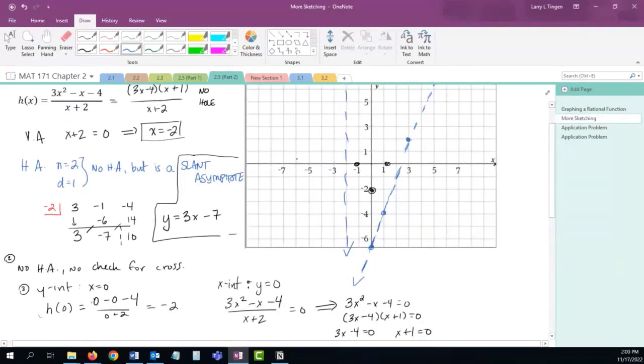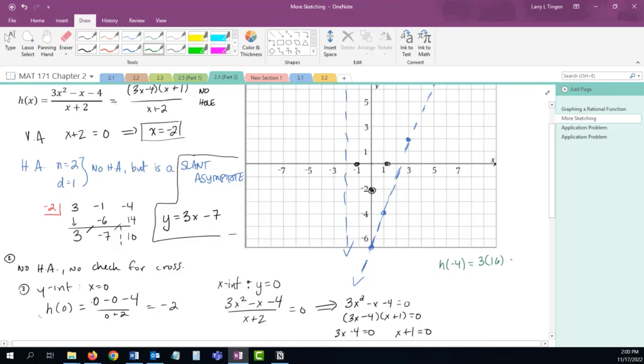Okay, so let's find some more points. Let's try out negative 4 and see what happens. And then we're going to do some math in our heads real quick.